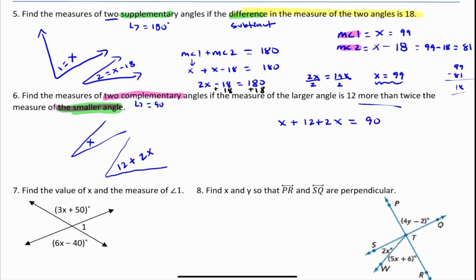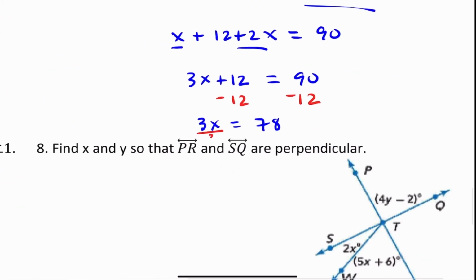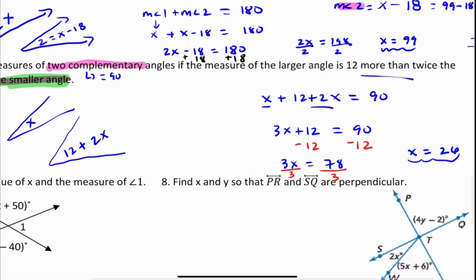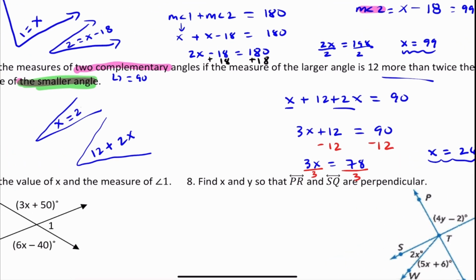And I'm going to go ahead and combine the like terms here. I have x plus 2x, which is 3x, plus 12, which is equal to 90 degrees. And I'm just basically solving for x at this point. So I'm going to subtract 12 from both sides here, and I get 3x equals 90 minus 12, which is 78. Then I'm going to divide both sides by 3. All right, here we go. I got x equals 26. So if x is 26, that means the smaller angle is 26.